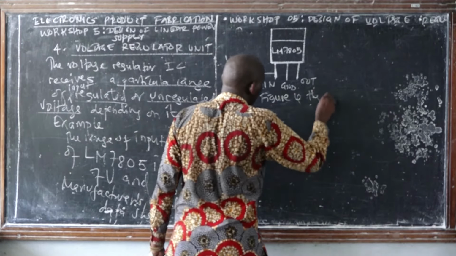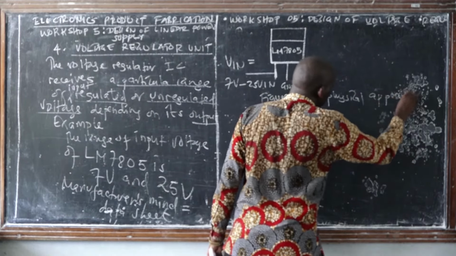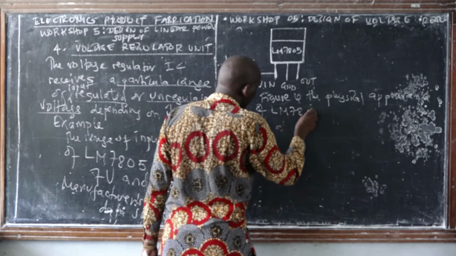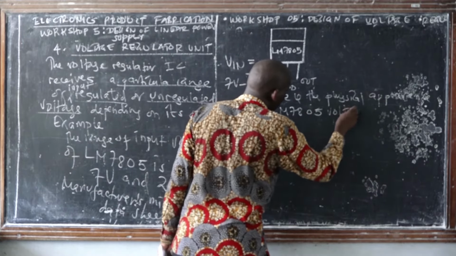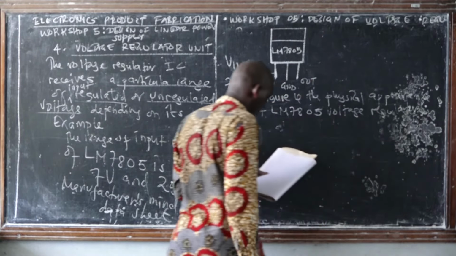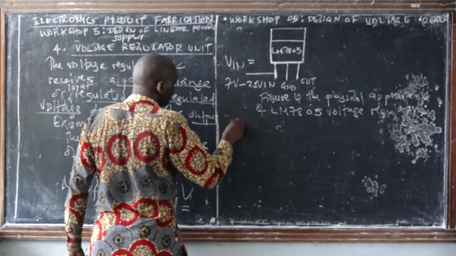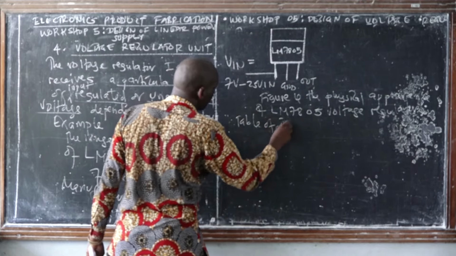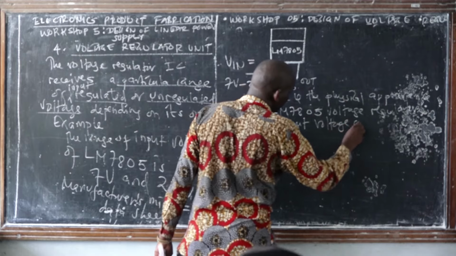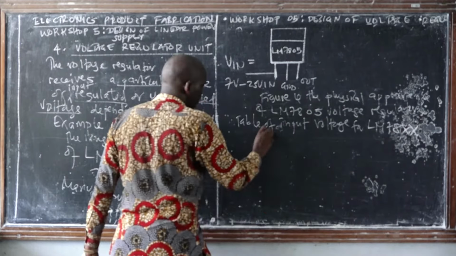Figure 4, physical appearance of M7805 voltage regulator. Table of input voltage for M78XX series.